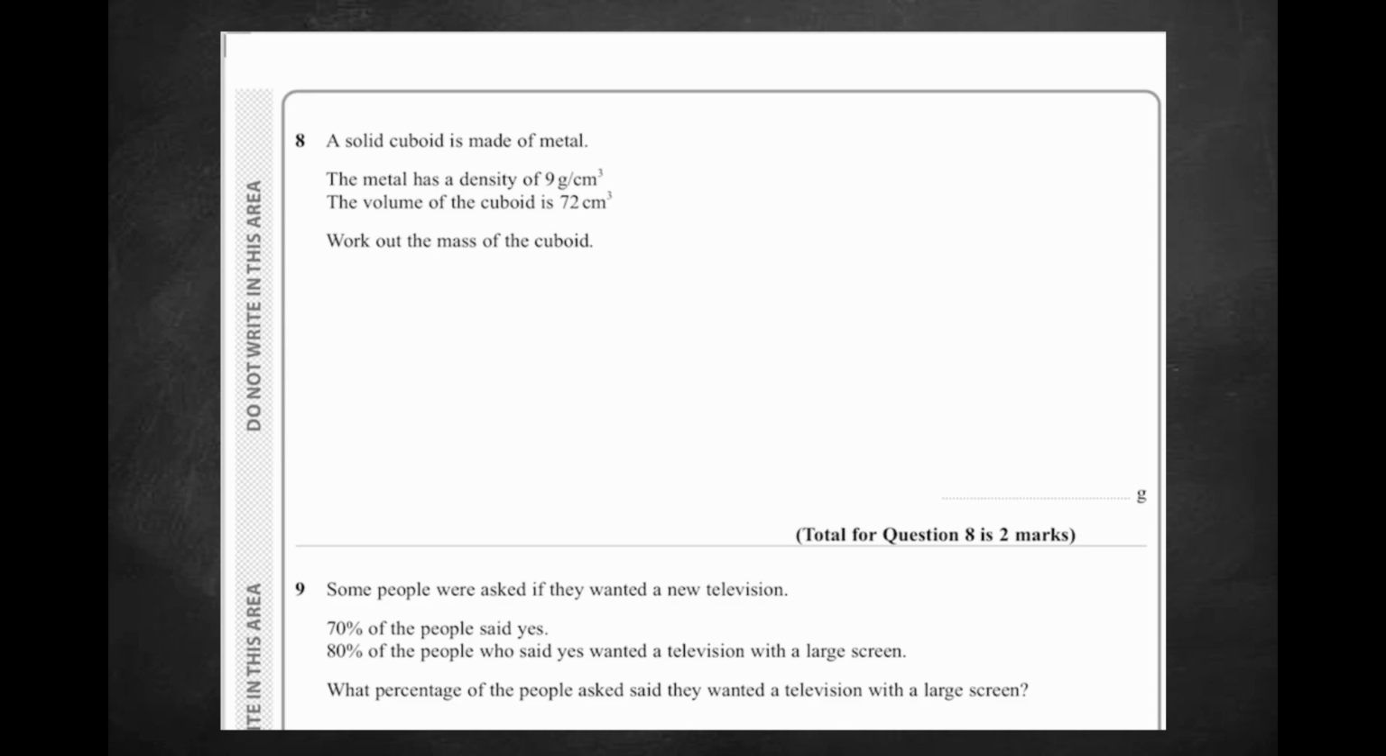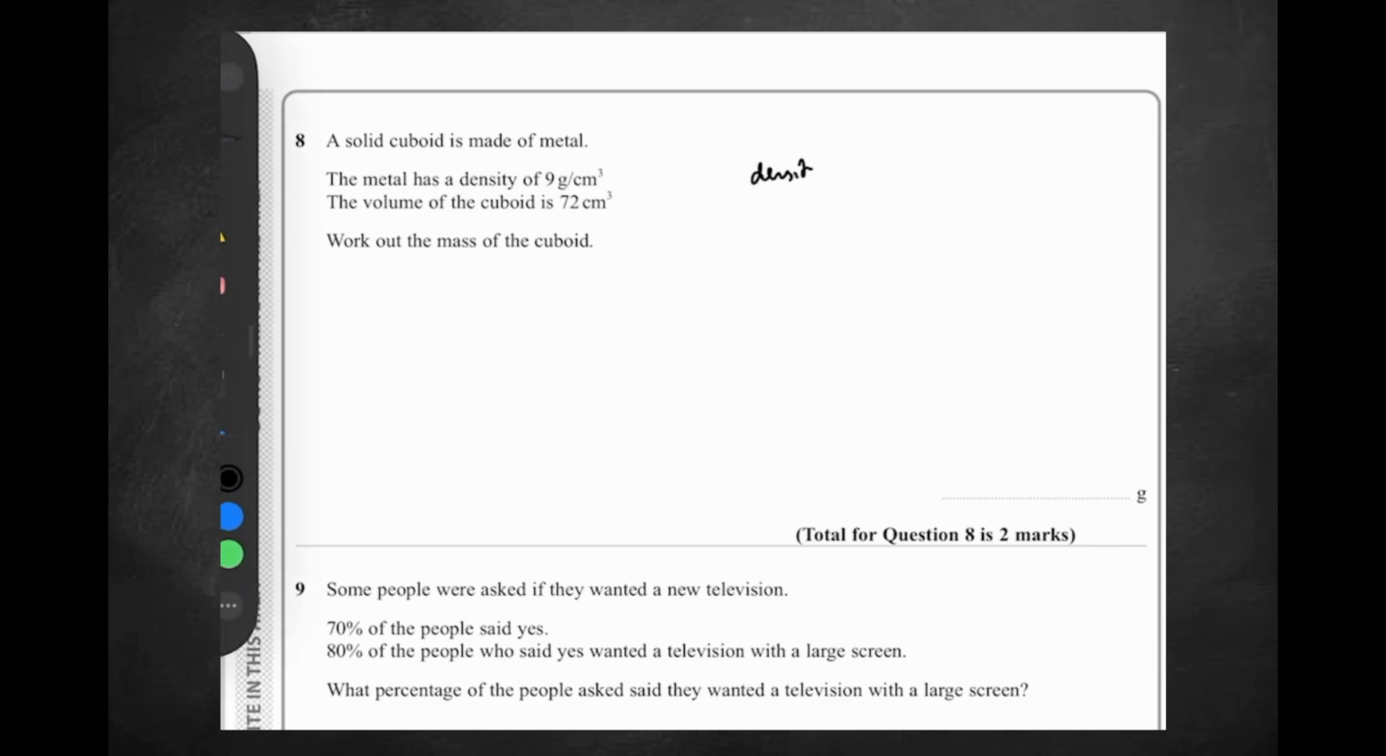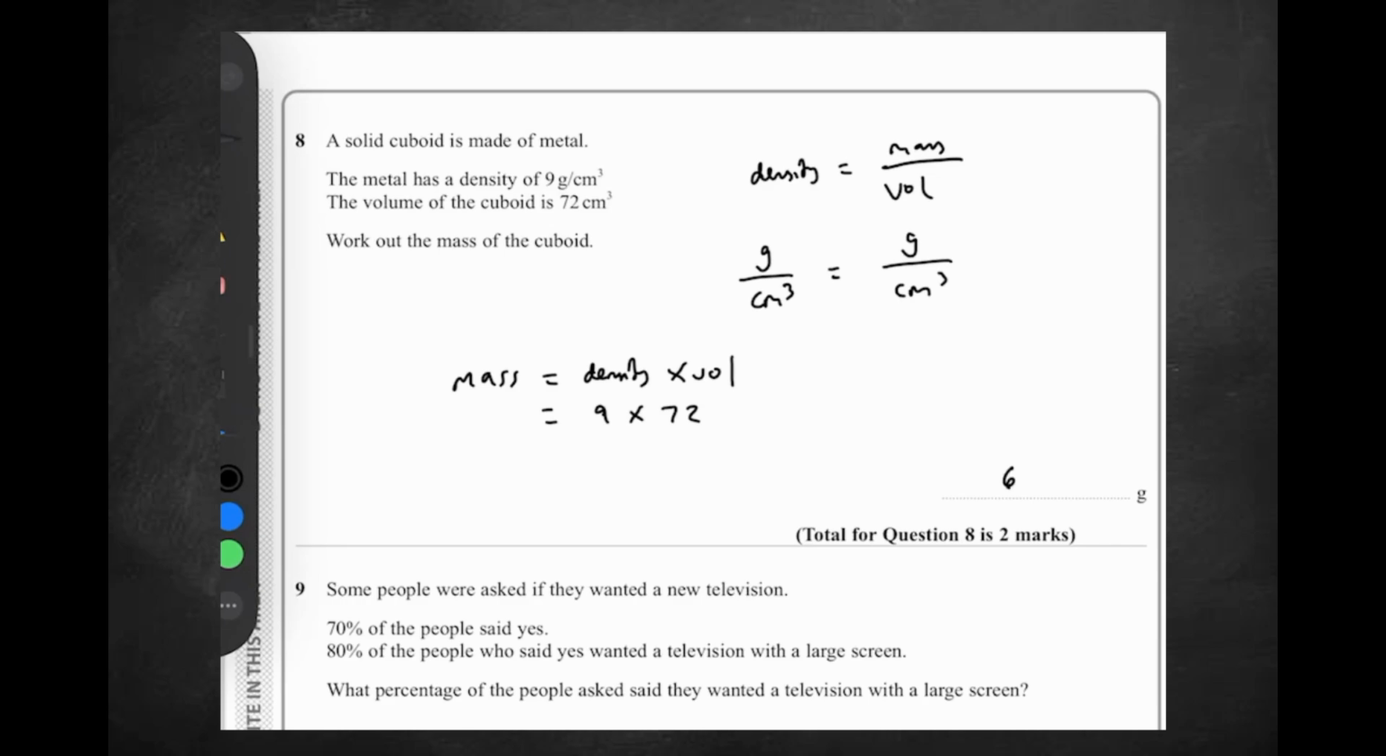So all we need to do for that is density equals mass over volume. And there's a clue here in looking at the units. This is 9 grams per centimeter cubed, so this is g over cm cubed. And we know that the volume is cm cubed. So we just need the mass to be on the top in grams. We're going to rearrange this equation to be mass equals density times volume, 9 times 72, which I'll do on my calculator: 648 grams.